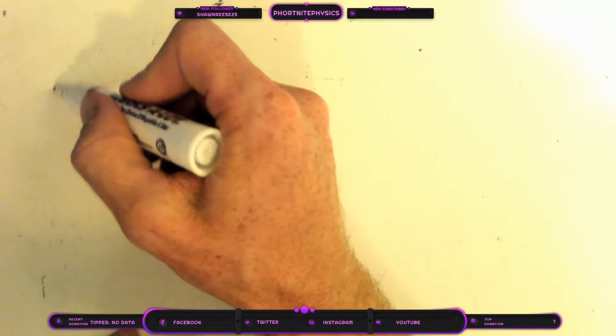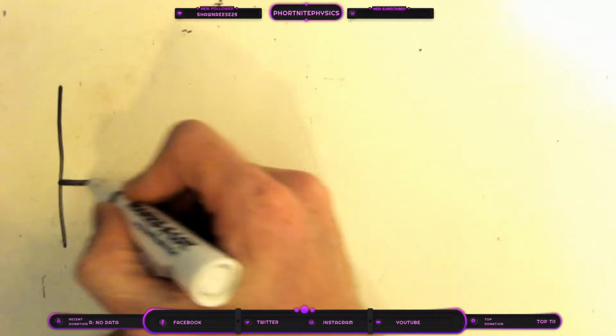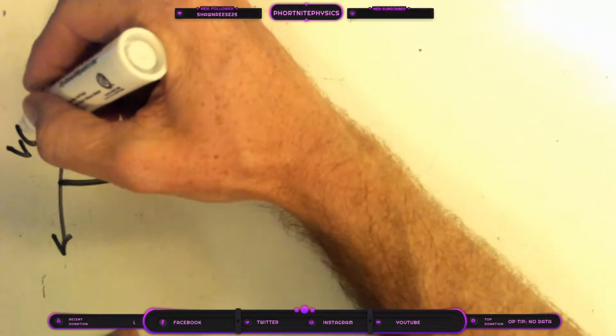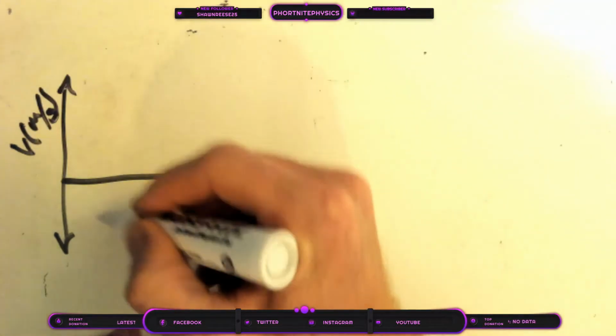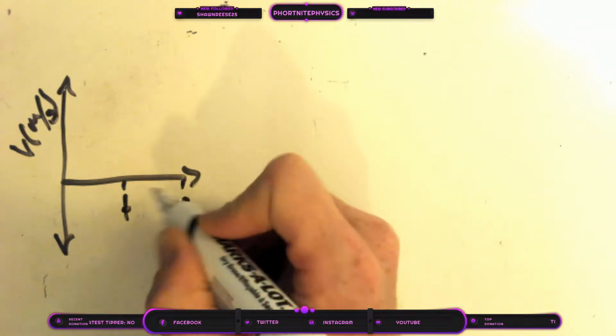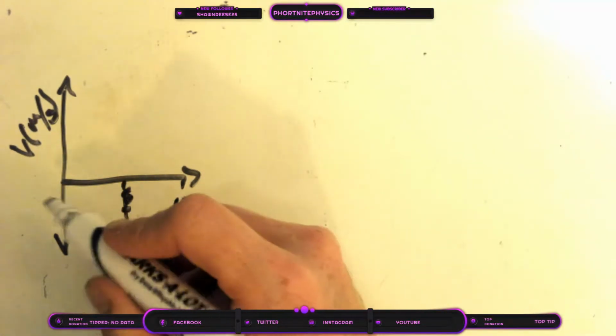All right, so let's go ahead and look at a couple of these and see if we can figure out our displacement. These are velocity versus time graphs. Okay, and let's see if we can figure out our displacement. Let's just make it easy. 5, 10, 0.